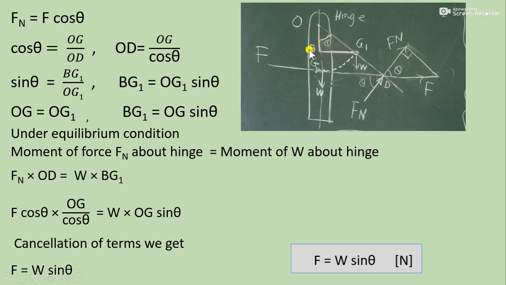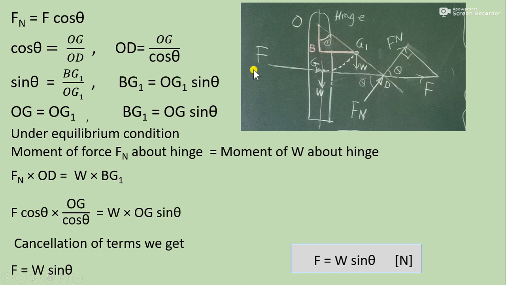Now we will have another triangle. That triangle means BG1, OG1. So this is BG1 and this is OG1. These are the two sides of the triangle, means the triangle is OBG1. So in this triangle we will have the ratio sin theta. So sin theta ratio is what? Front side divided by hypotenuse. So that's why BG1 upon OG1. Hence we can write for BG1, BG1 will be equal to OG1 sin theta.